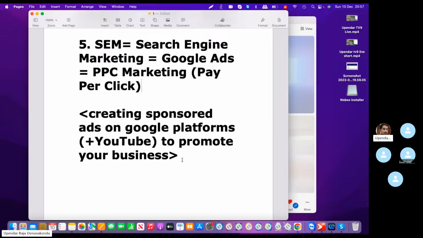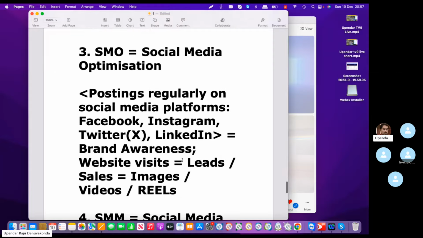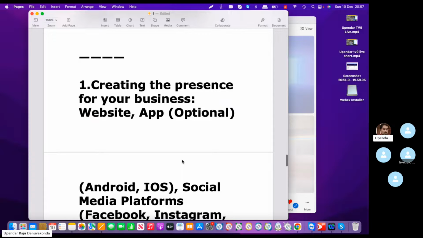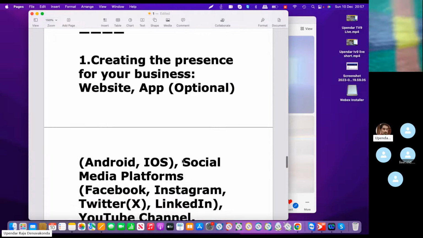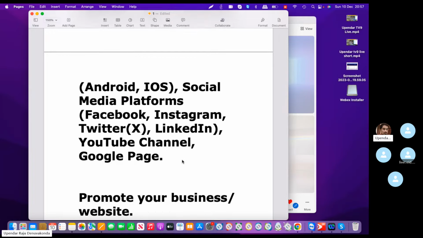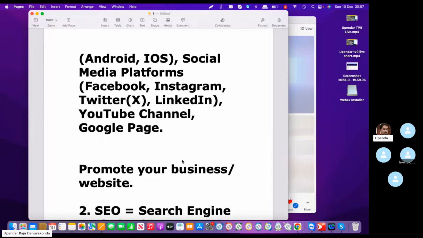So try to understand, these are the four major modules, the major methods or ways that we have in digital marketing to promote your business or any business, services or products online. The first thing you're doing is creating a presence for your business: creating a website or application, or creating social media platforms like Facebook, Instagram, Twitter and LinkedIn, or a YouTube channel and Google page.